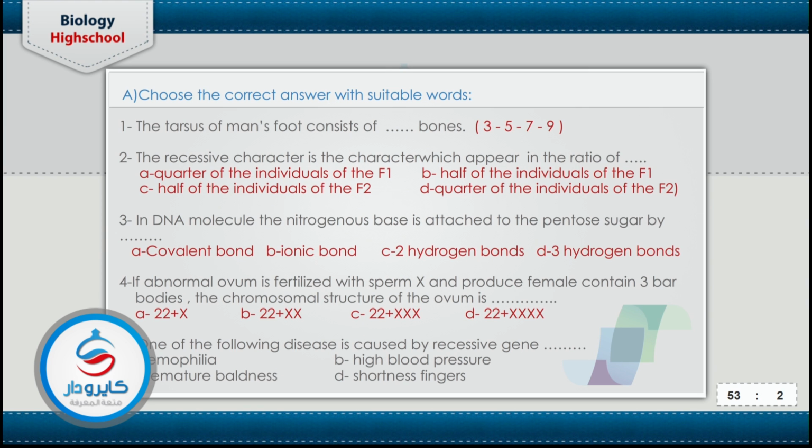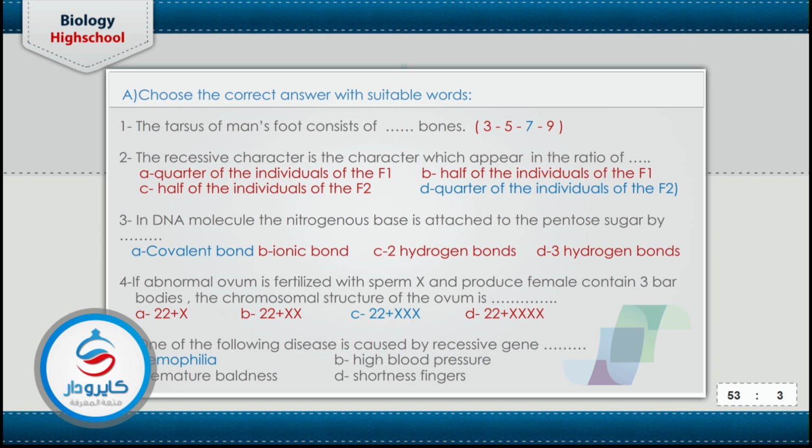Number 5. One of the following diseases is caused by a recessive gene. Number A, hemophilia; number B, high blood pressure; number C, premature baldness; number D, short fingers. Of course, the right answer is hemophilia, which is a recessive disease. So these are the right answers of the questions from 1 to 5.